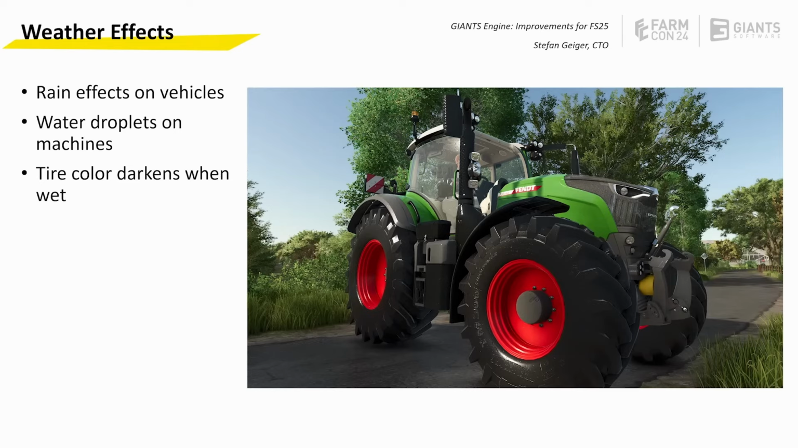Okay, next we have rain effects on vehicles, water droplets on machines, and tyre colour darkens when wet. And we can see here how the tyres are much darker and shinier than usual, which actually makes them look wet. So yeah, if it's raining or we drive through water, the tyres will change and look like this. Then of course they'll slowly go back to the normal colour as they dry. If you look closely, there are some water droplets on the tyres and other parts of the tractor as well. And they do look really good, so it'll be nice to see them on our vehicles and equipment in the rain.